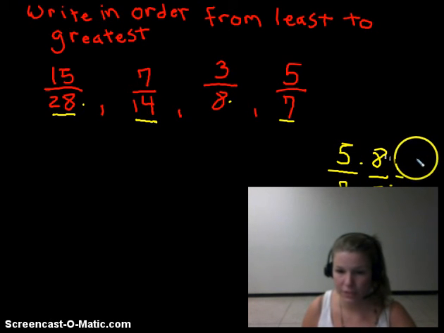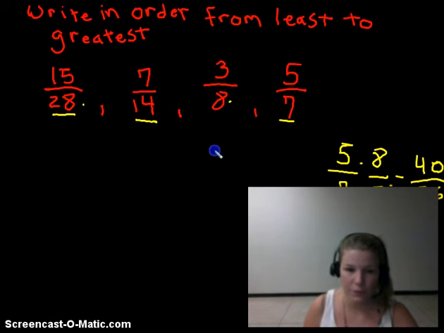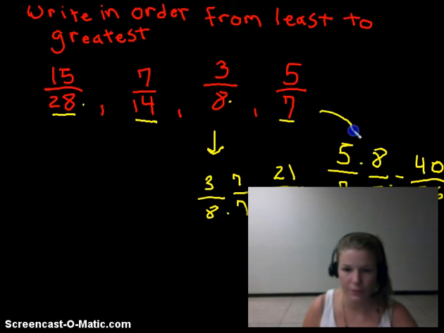And our new fraction is 40/56. All right, here's our first fraction. Next one, 3/8. Well, 8 times 7 yet again, so we need to multiply it by 7/7 to make 56. So this fraction becomes 21/56. So there's our second fraction.